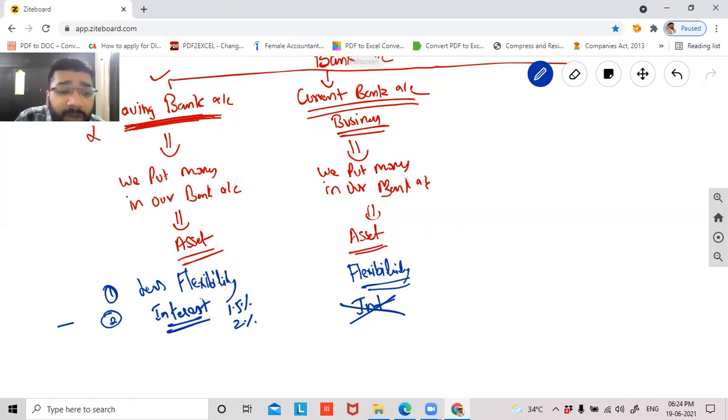Now, why is the bank giving you interest? In a savings bank account, when you put, let's suppose, 1 lakh rupees, you don't have the intention to withdraw that money very soon. So you will keep that money for a longer period. Now, what will the banker do? The banker will use that money and give it as a loan to another party. What is the banking business? The bank will take from one person and give it to another person.